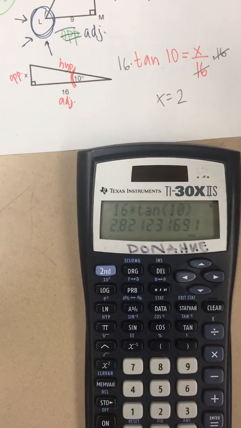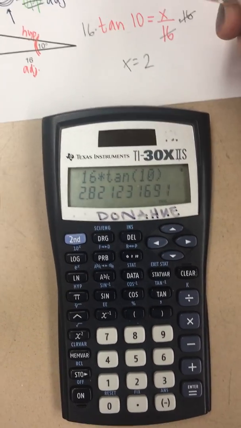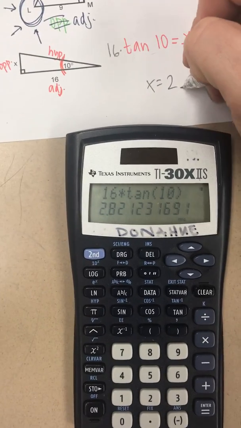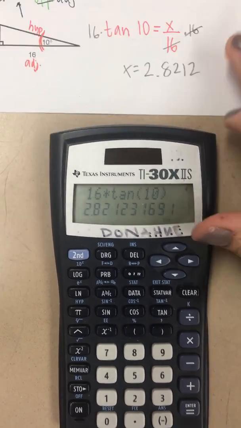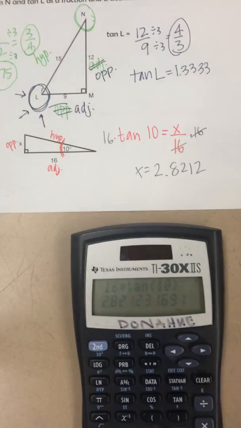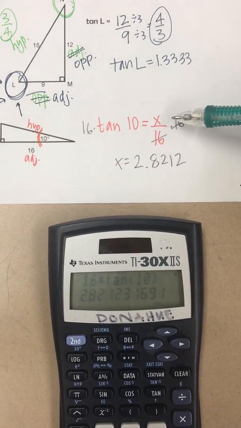So that's what it just ends up being, x is 2. It says 4 decimal places, I guess. I don't know, let's do 4. 2.8212. And so that's my x value based off of just solving this by getting the x alone.